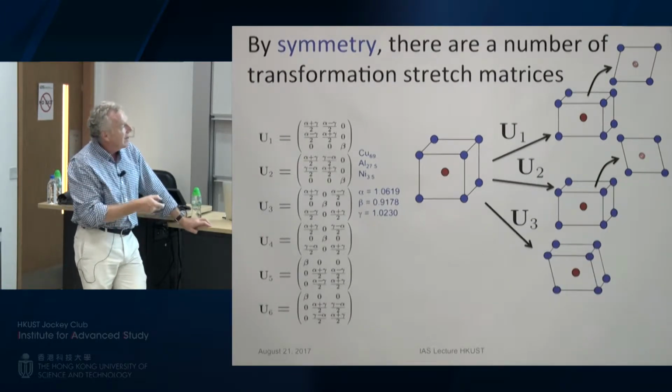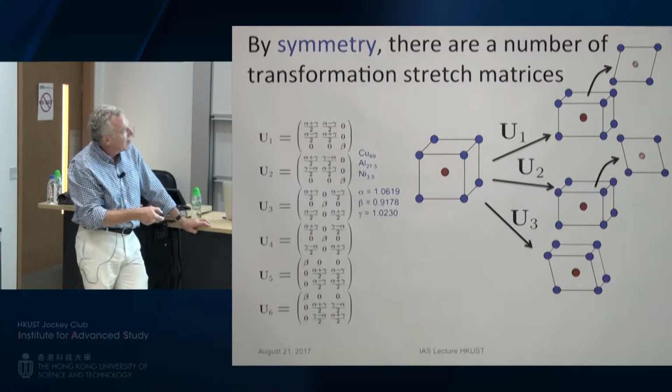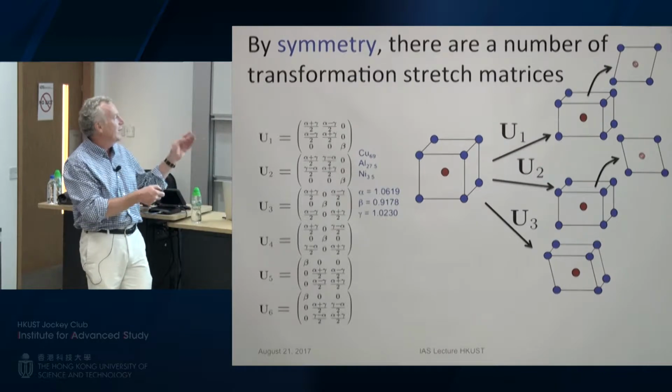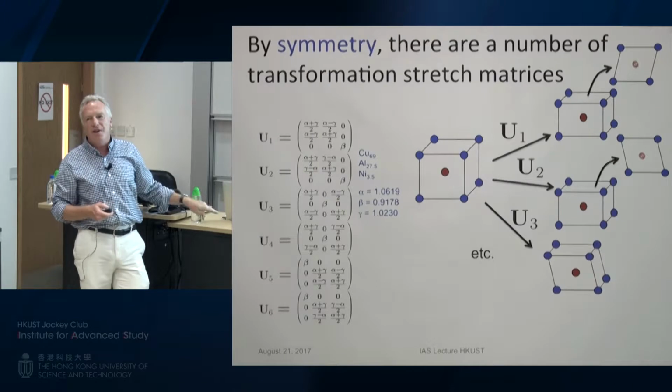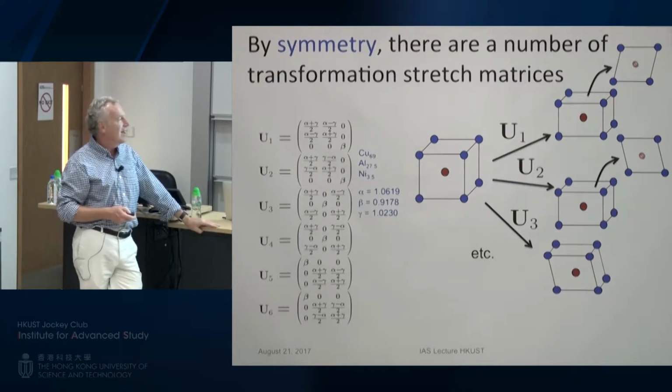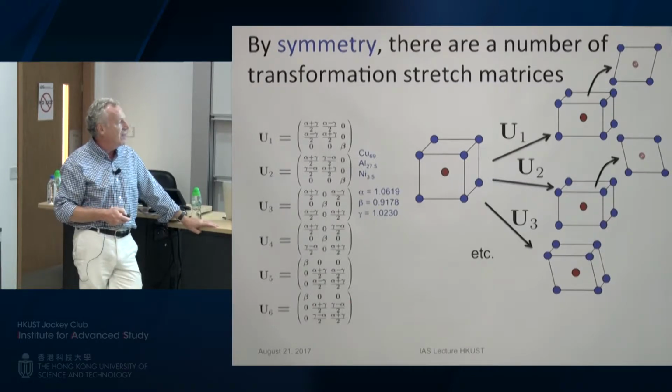And instead of the top face turning into a rhombus, it could be this face that turns into the rhombus. And then, of course, there are 2 ways to do that. And so on. You can see that there are 6 variants of martensite in this case. And those are the transformation stretch matrices that go with them.